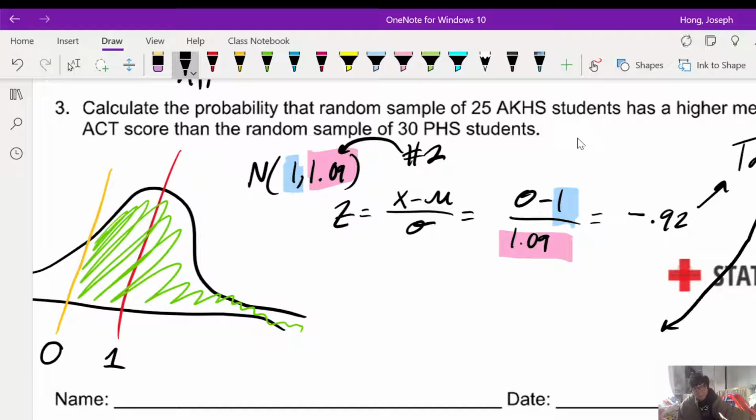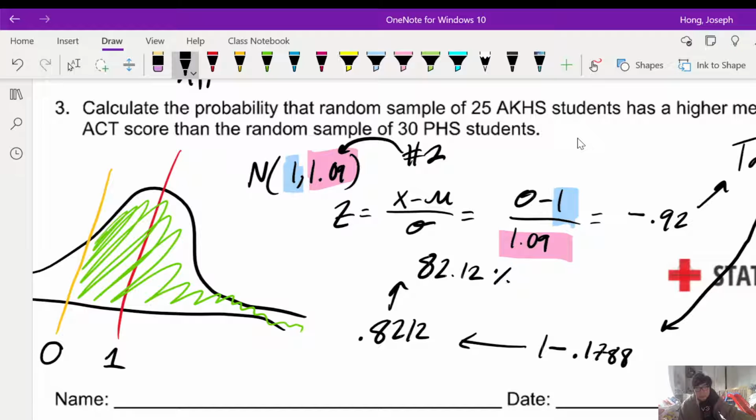And last but not least, we're going to do 1 minus 0.1788. That says 7. Which ends up being 0.8212. And that's about an 82.12% chance that AKHS students are going to score higher than PHS.